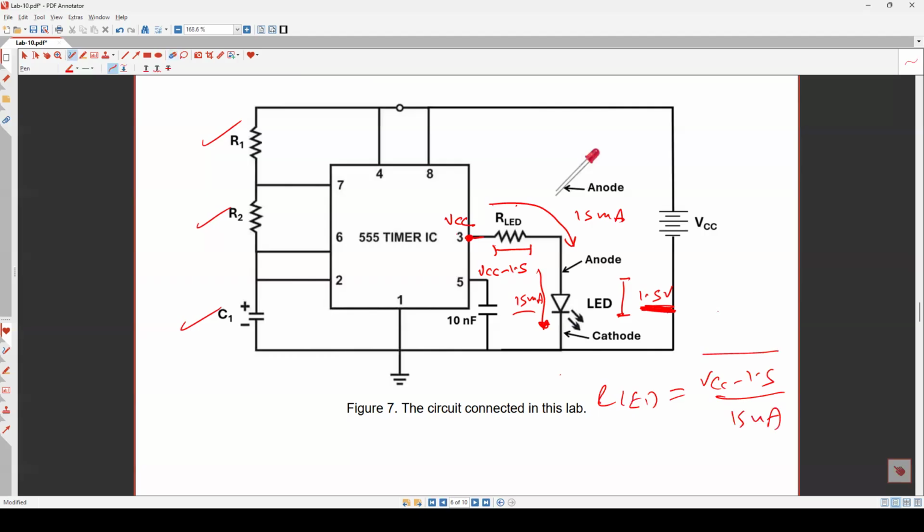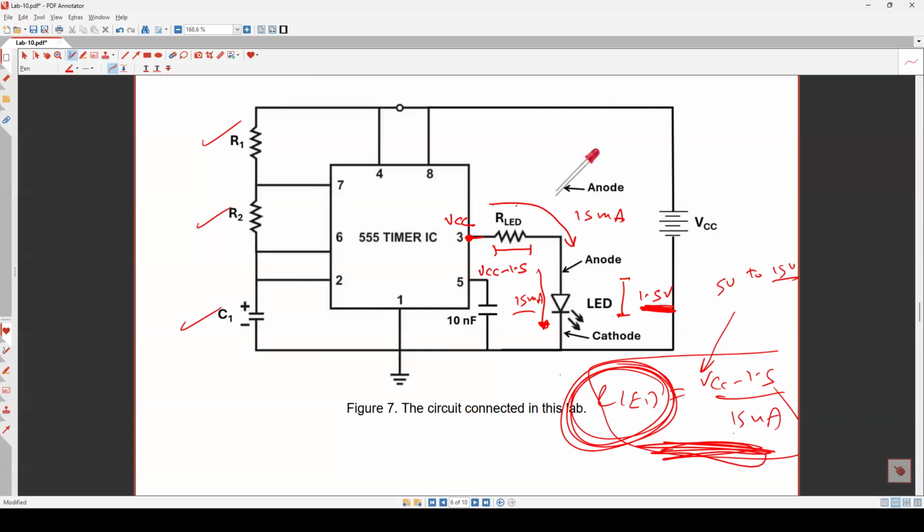I told you VCC can be any value between 5 volt and 15 volt. So try to select a value that gives you a resistor value for the LED that you already have in your kit. You see what I'm saying? It's up to you. Do whatever you want to do, as long as you are using this formula, the LED is not going to burn out.